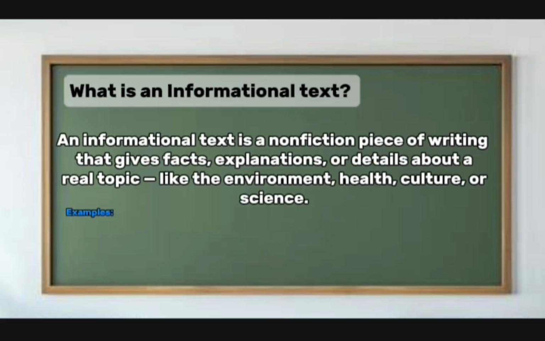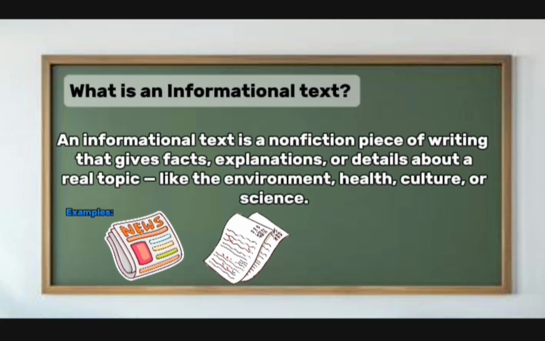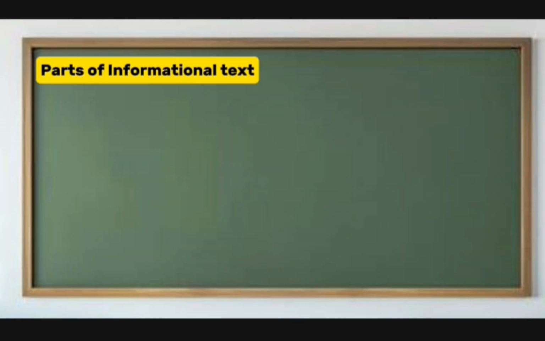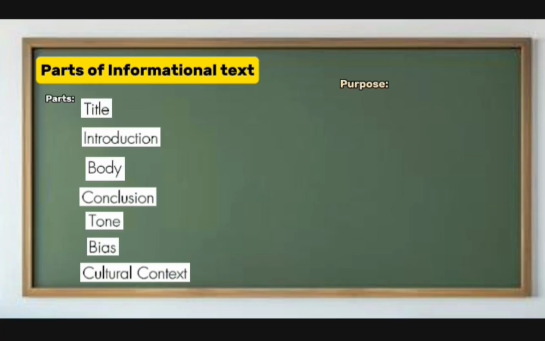Some examples include news articles, essays, research reports, and documentaries. Now, we're going to talk about the parts of informational text and their purpose. First part of the informational text is the title. Next, introduction, body, conclusion, tone, bias, and cultural context.